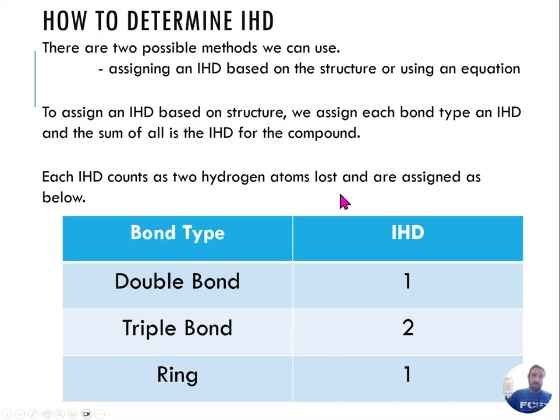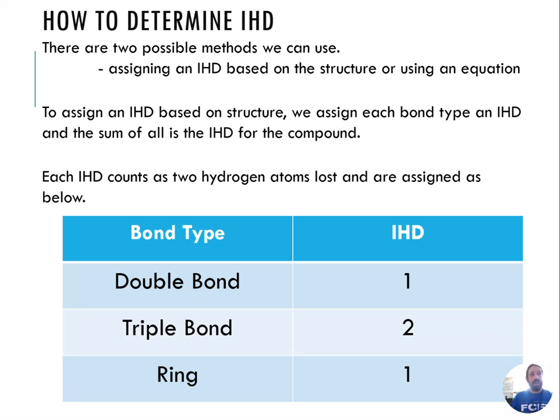So there's two ways we can work out the IHD for a particular compound. One is by assigning an IHD value for each type of thing we see in the molecule, and the other way is using an equation. All right, so to assign an IHD based on the structure, each bond type is assigned an IHD, and then the sum of all those individual IHDs is the IHD for the compound. So each IHD unit counts as 2 hydrogen atoms lost.